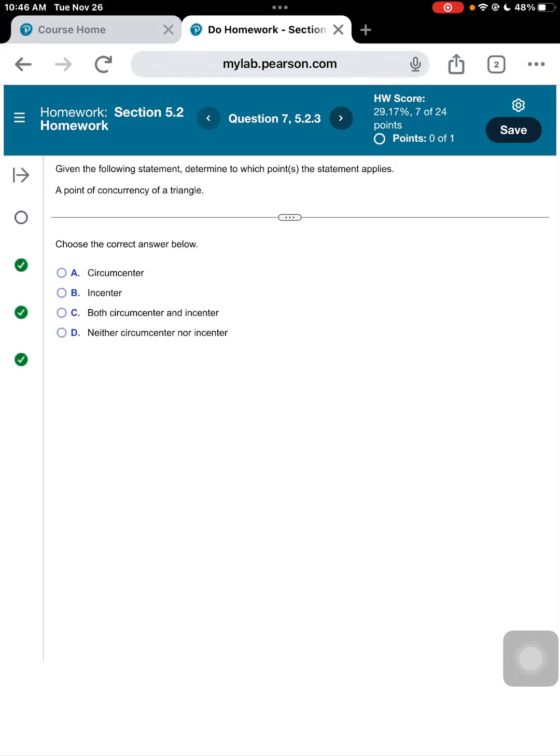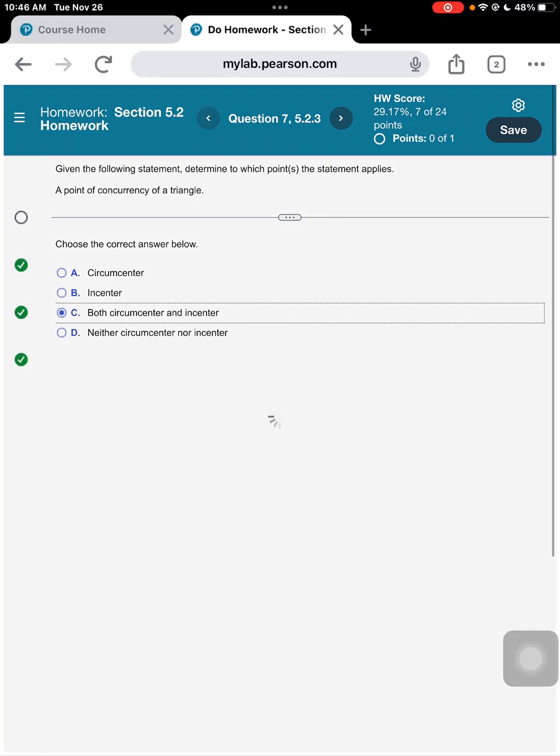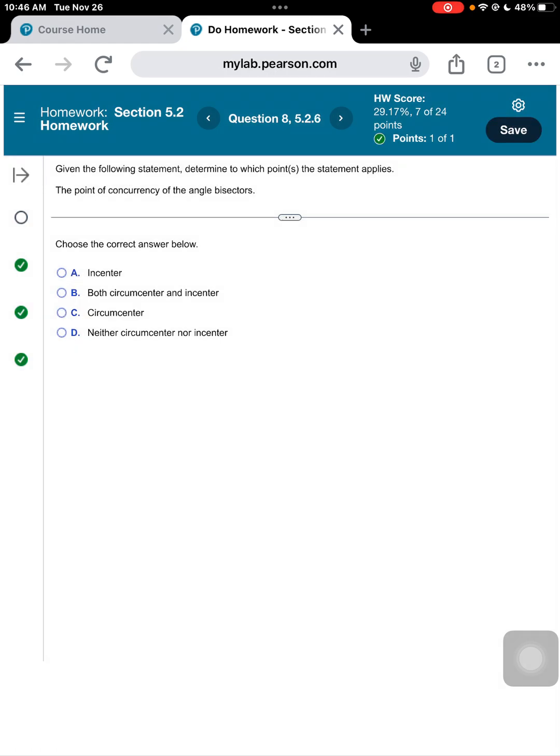A point of concurrency of a triangle. A point of concurrency is just a circumcenter or an incenter. So, yeah, it's both. You can have a point of concurrency called your circumcenter and a point of concurrency called your incenter. So I don't know what is going on there, but I assume you guys trust me to put the right answer.